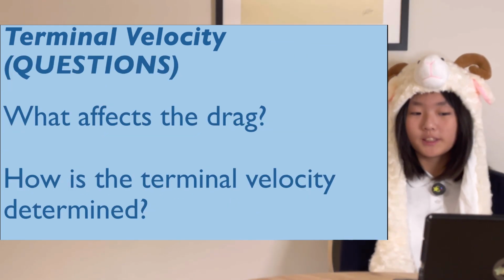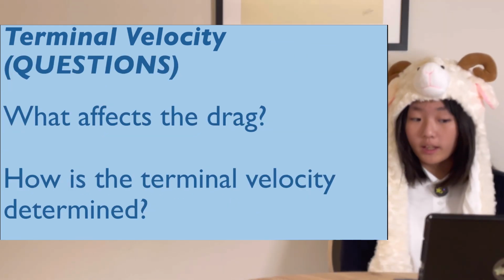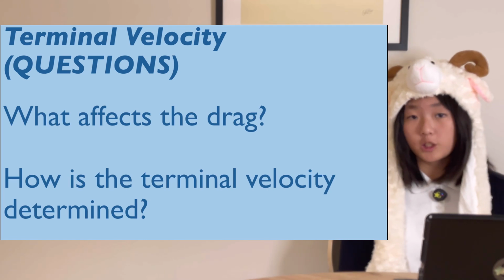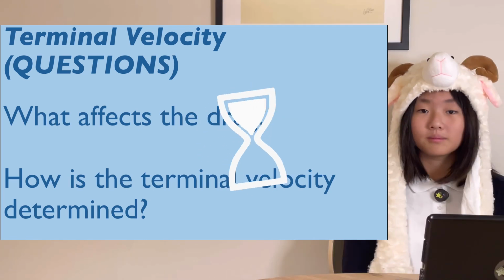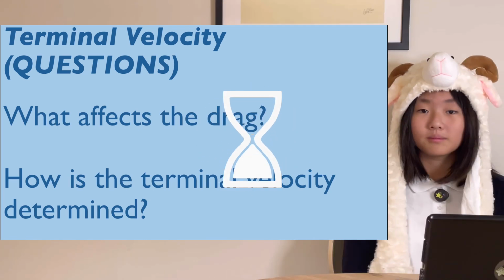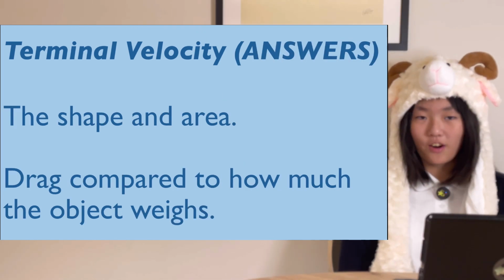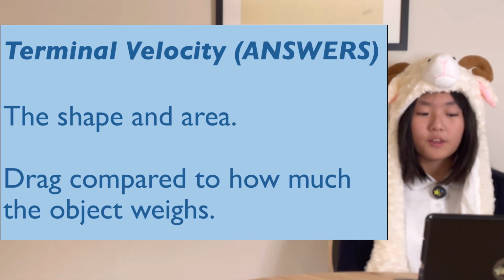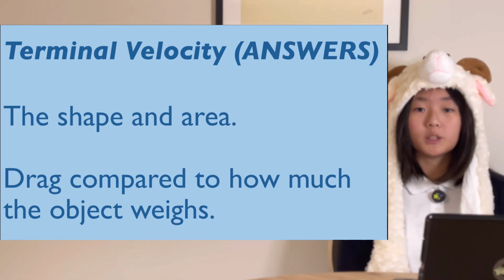I'll give you a few questions again. What affects the drag? How is the terminal velocity determined? The answers are the shape and area. Drag compared to how much the object weighs.